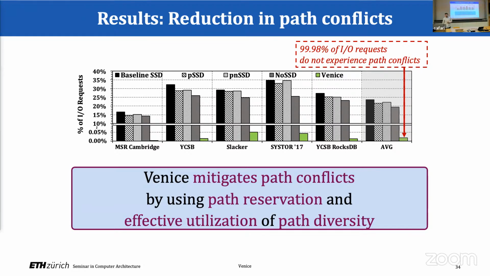The 0.02% can be explained firstly by flash controllers not being available. There is a limited amount of flash controllers. So if all of those are occupied by a prior IO request, the IO request simply has to wait. And secondly, because sometimes there's just no path to a destination if all links are occupied.